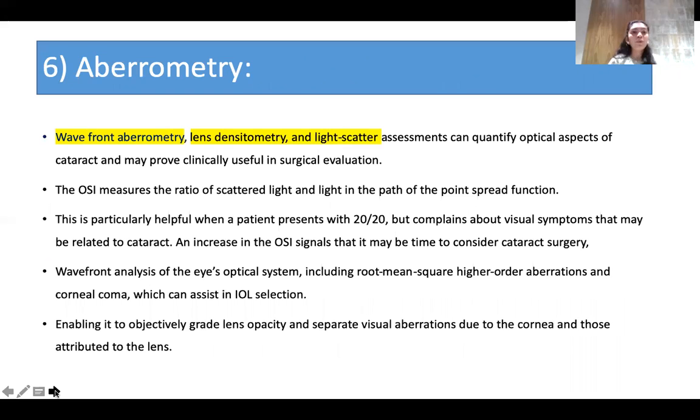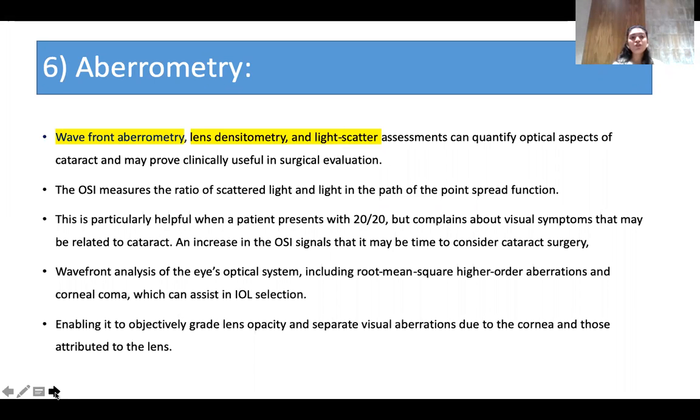So aberrometry is something that has gained increased importance, especially in premium IOLs. Now, this is not an investigation that we would routinely do for everybody, but in premium IOLs, it is very important. An aberrometer is going to give you a separate division of higher order aberrations, which will be divided into the aberrations arising from the cornea, the higher order aberrations arising from the lens, and the total higher order aberrations.